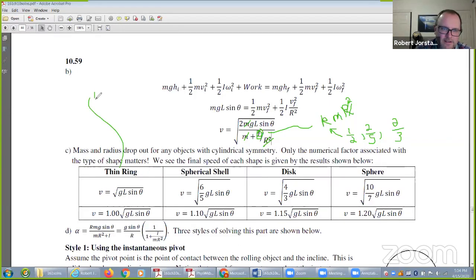Remember, a thin ring is just mr squared, whereas a disk over here is 1/2 mr squared. And so it turns out the smaller the shape factor, the smaller this parameter k is, the smaller the fraction sitting in front, the faster you get down. The faster you get down means you must be moving faster. So this one's moving slightly faster, 15% faster than that one. And I'm going to pause and get to the chat. Okay.